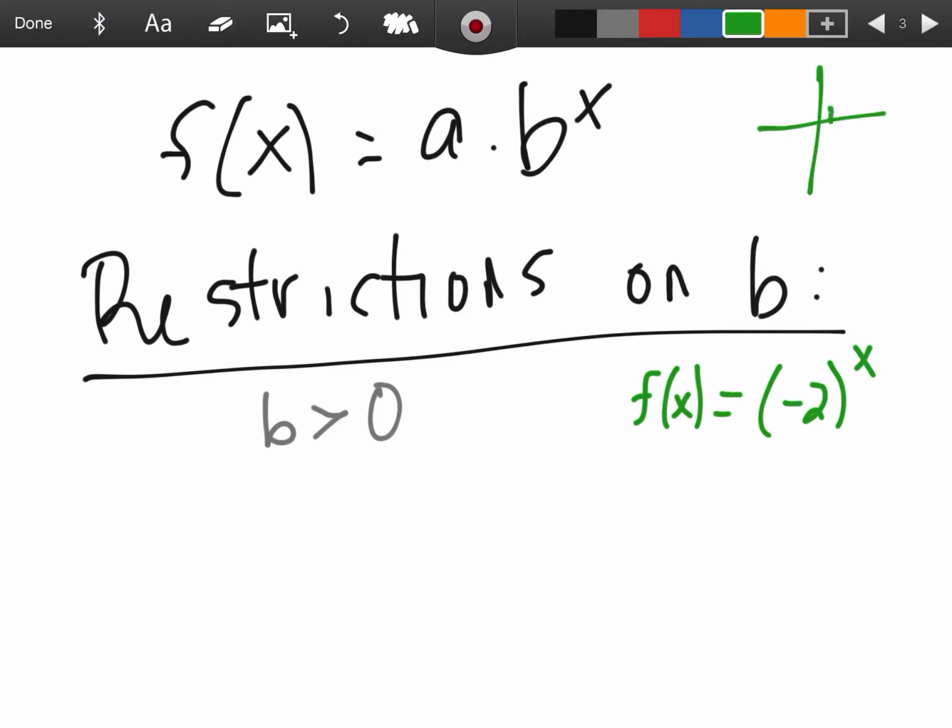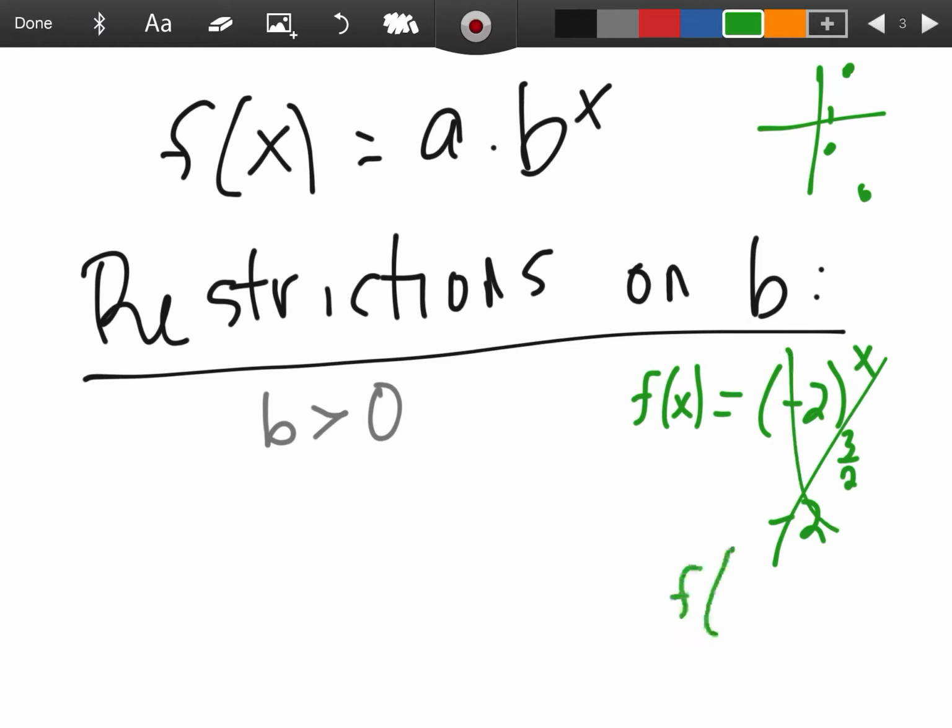Negative 2 to the first power is going to be negative 2. Then negative 2 squared is going to be positive 4. Then negative 2 cubed is negative 8. And we're going to have some undefined numbers in there as well, right? If we tried to do negative 2 to the 3 halves, well, that's negative 2 cubed, which gives us negative 8, and then take the square root of that. Well, we can't have the square root of negative 8. All right, so b cannot be a negative number.